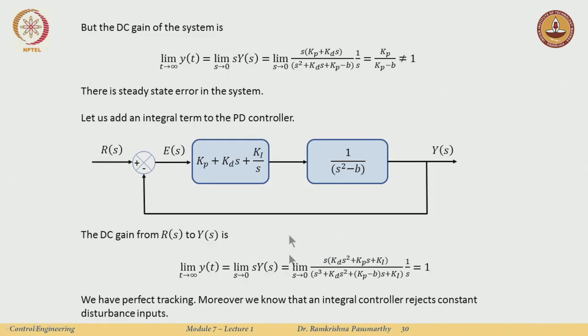Moreover, we also know that having an integral control action rejects constant disturbance inputs. So, we individually saw the effects of adding a P term, the proportional controller; a derivative term, useful in adding damping to the system or improving the transient performance; and an integral controller, which is useful in improving the steady state performance in terms of the steady state error.